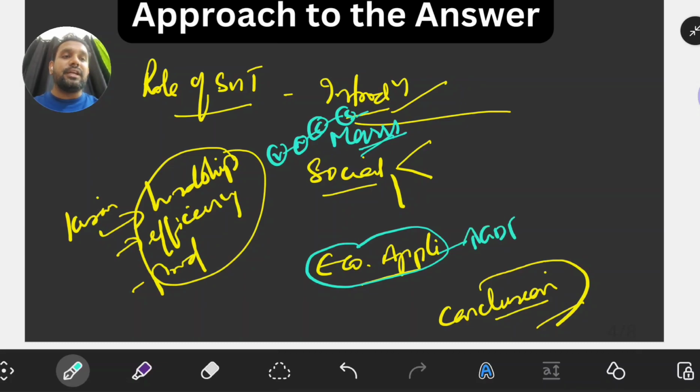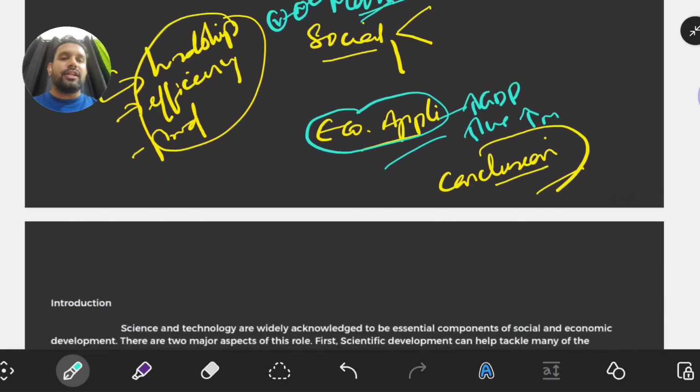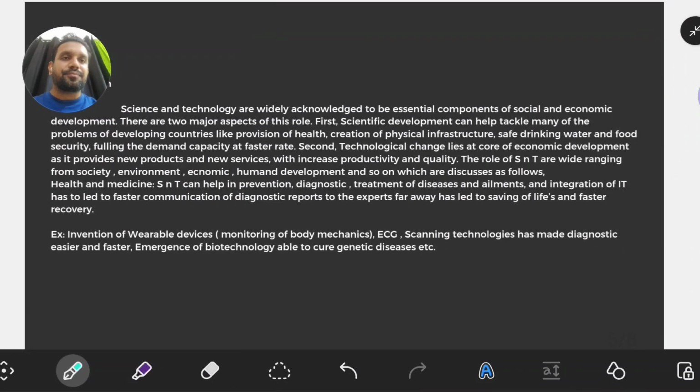and increase our GDP, increase our wealth, increase our money supply, and so forth. It can increase our productivity. This comes under economic applications. I hope this is clear to you. If you're writing, this is more than enough. So let us discuss our answer.